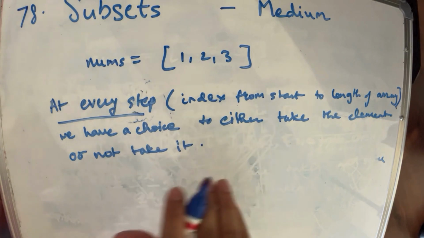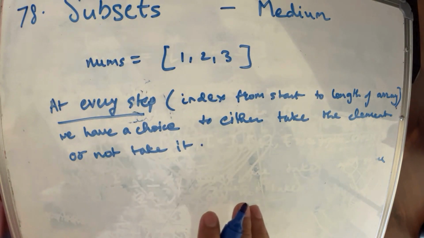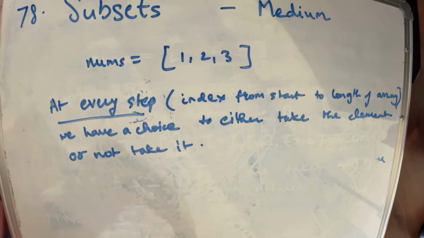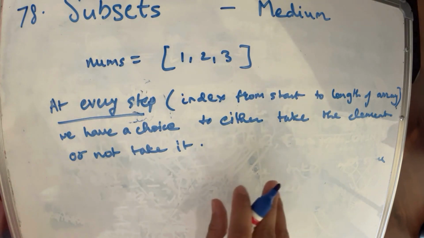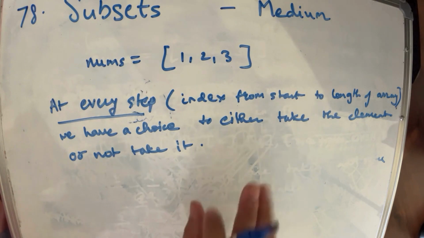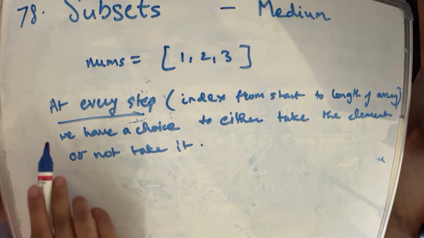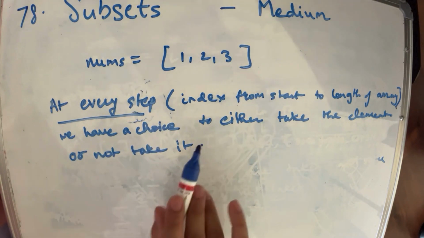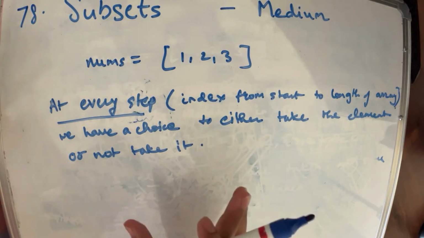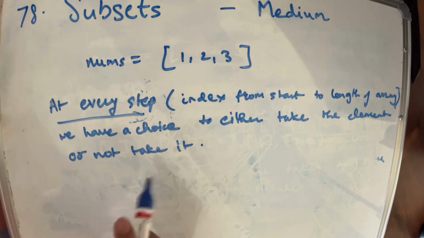This will help you in every kind of subset question like combinations, permutations, subsets 1, subsets 2. Every solution will be done on this basis only, with only a few tweaks in logic. So at every step we have a choice to either take the element or not take the element. What does it resemble? Recursion, right?